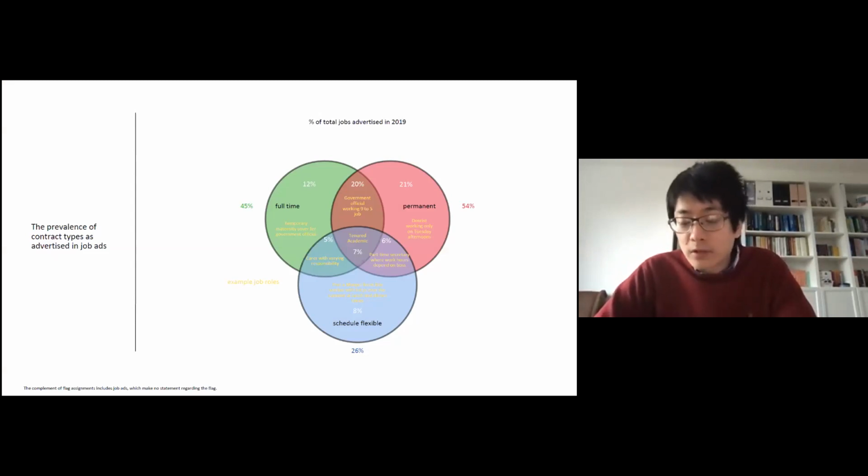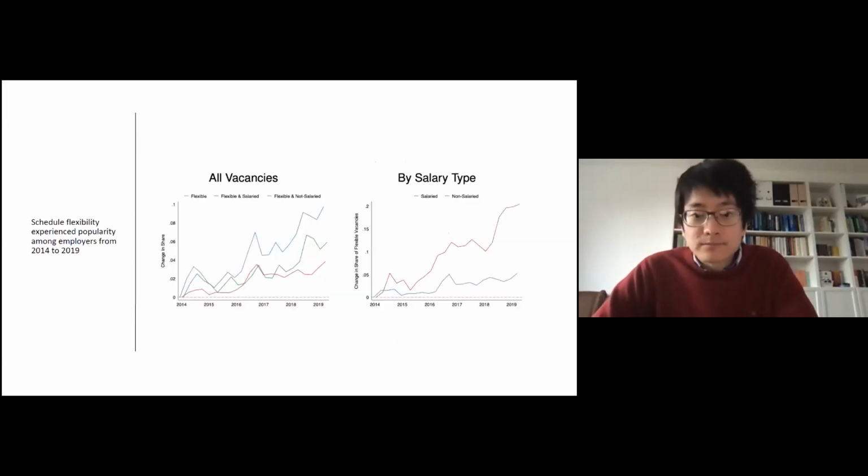The most prevalent contract type is a permanent job. Over half of the jobs posted have a permanent label. Then slightly less than half have full-time, and about 26% of the jobs advertised in 2019 fall into the category of being schedule flexible. Next slide, please.